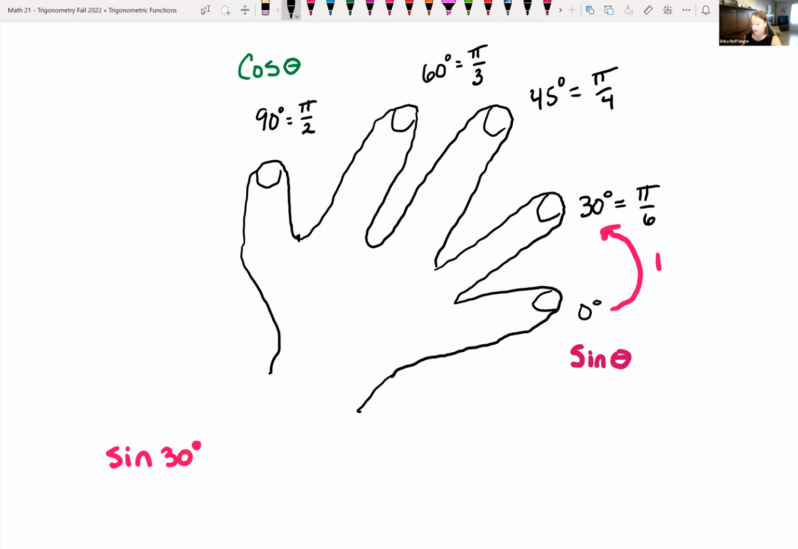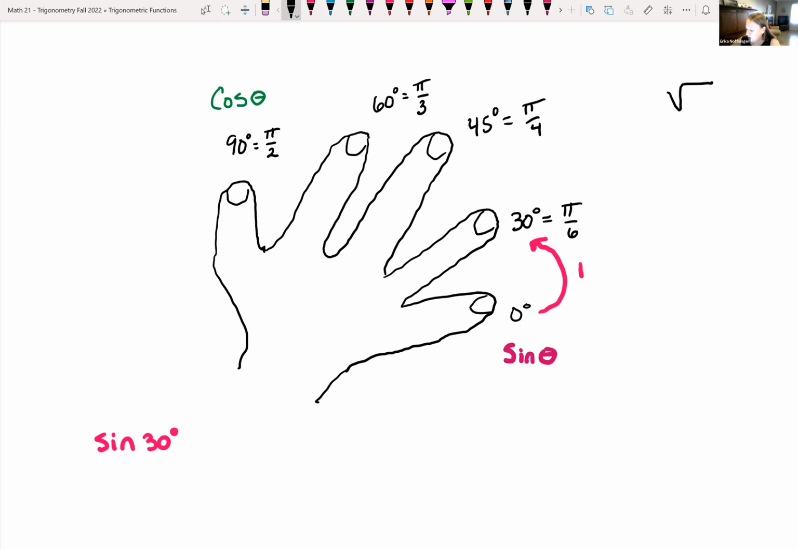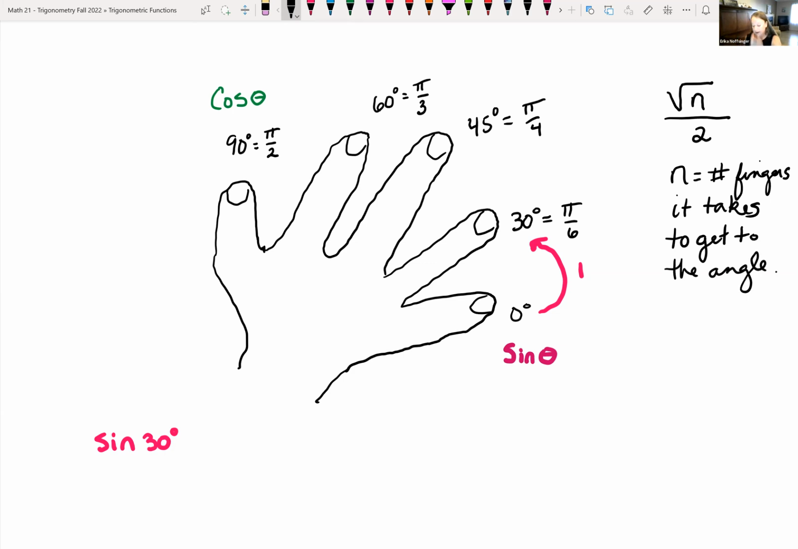The formula to get our trigonometric function is we're looking at square root of n all over 2, where n is equal to the number of fingers it takes to get to the angle. It's only one finger to get to 30 degrees, so n is going to be 1 there. So we would have that this is the same thing as the square root of 1 all over 2. Well, square root of 1 is 1, and this is 1/2.